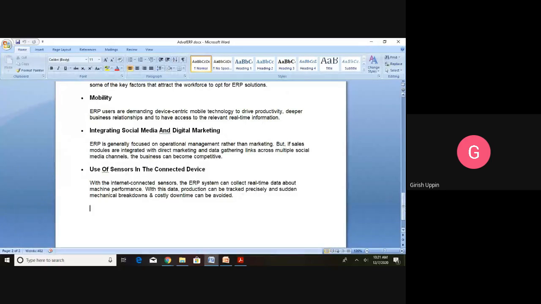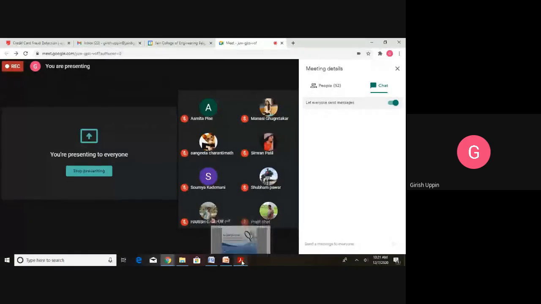Those are some of the things about the ERP benefits, features, and the advantages and the disadvantages.